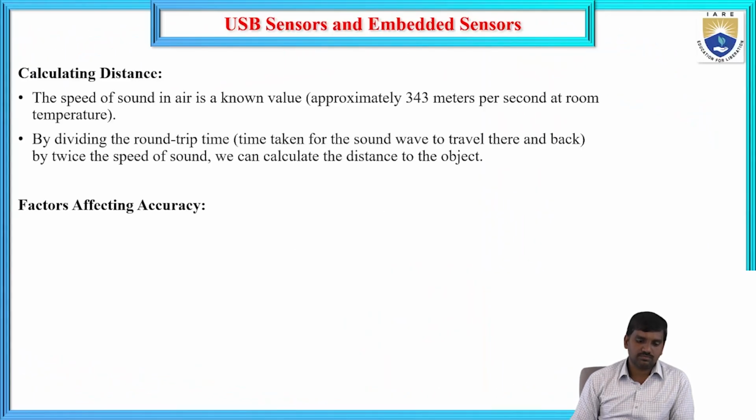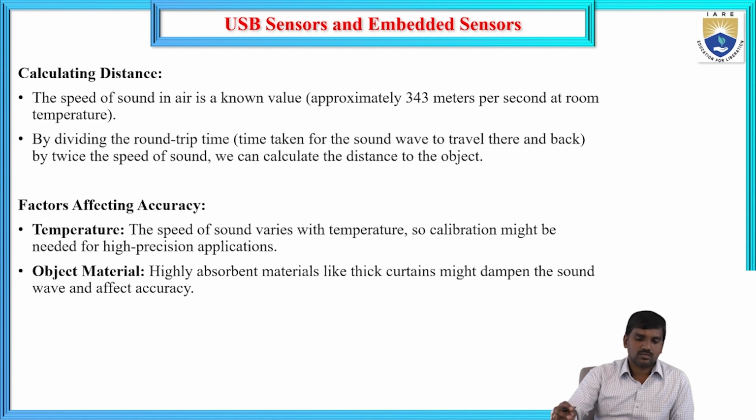Calculating the distance from the sensor. The speed of sound in air is a known value, approximately 343 meters per second at room temperature. By multiplying the speed of sound by the round trip time and dividing by two, we can calculate the distance to the object. So that is how to calculate distance from one point to another point.